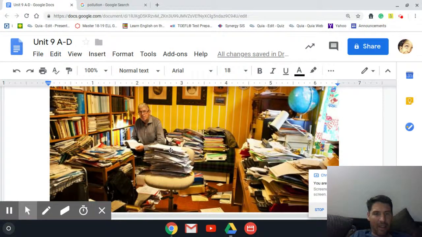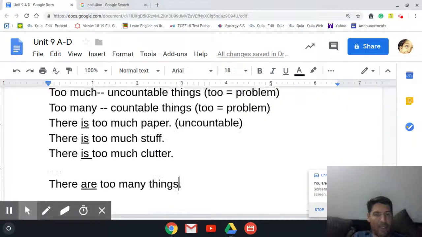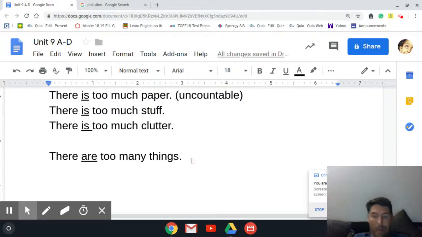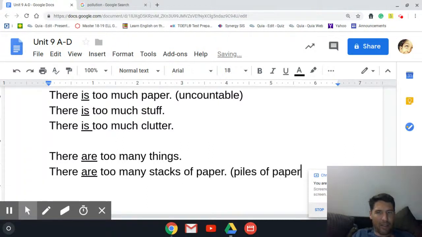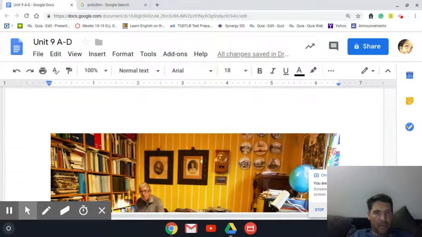This is a stack of paper, another stack of paper, another stack of paper. A stack is a pile, a pile, a pile. So you might say, even though there's too much paper, there are too many stacks of paper, or piles of paper, right?